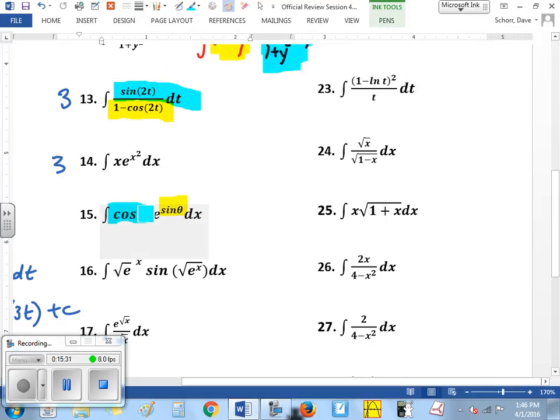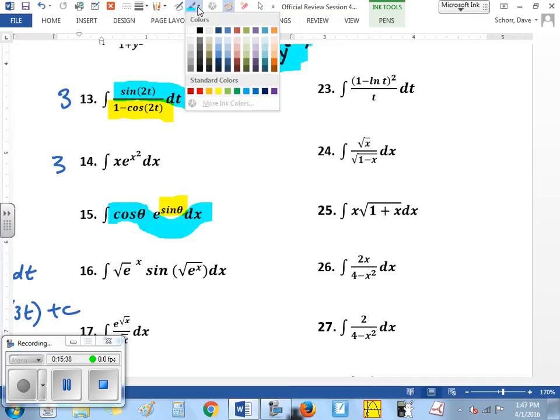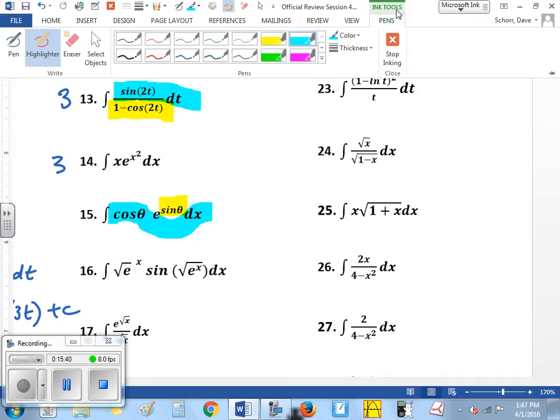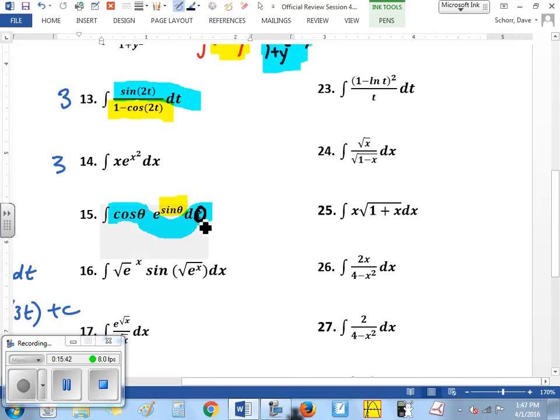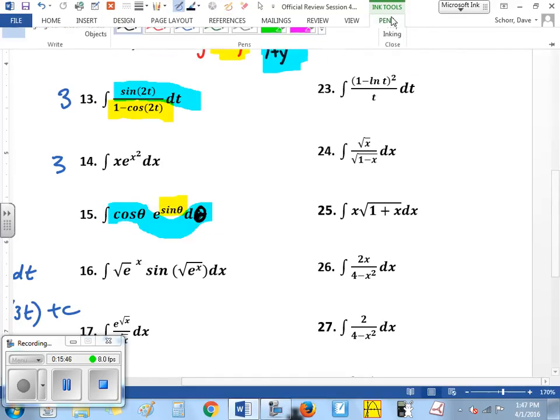So that's down here. Mr. Shore has a typo. This should say cos theta d theta, not cos theta dx. This is my one, or I have like two small typos on this worksheet. That should be a theta. There we go. But that is a u sub problem, technically.